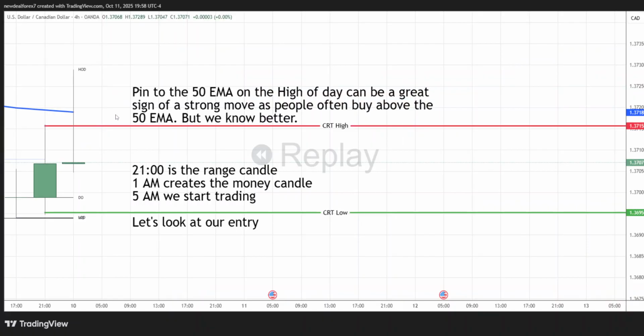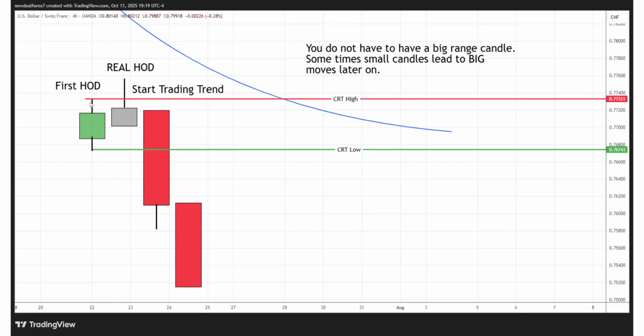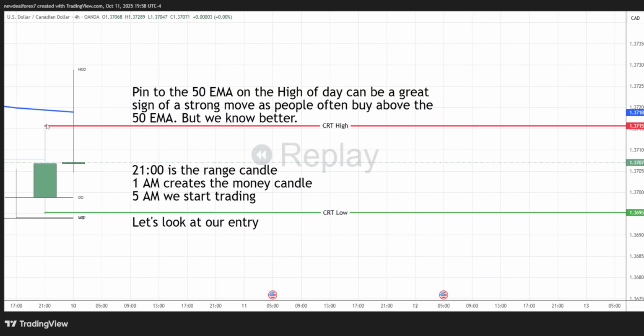So here's some real examples. So I've just showed you, this was the 5 p.m. candle. This is the 1 a.m. candle, which creates the first high of the day. All right. See that? Let me go back. Okay. First high of day, real high of day. First high of day, real high of day. HOD, the mark levels indicator, will give that to you.